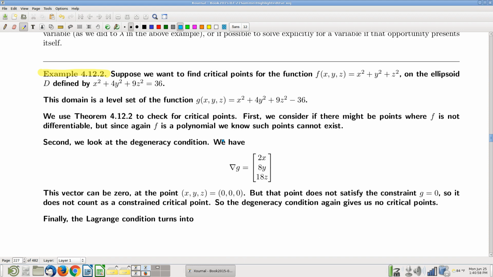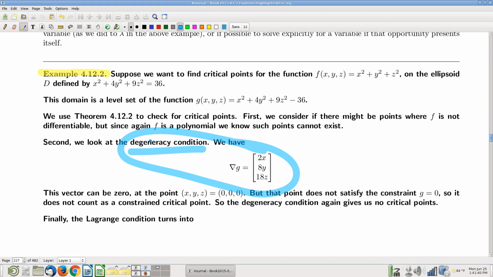Here's one more example. Same function, f. And I want to find critical points on this ellipsoid. Okay, so different domain. Right, now, the degeneracy condition works out pretty nicely. Here's the gradient of g. Could this ever possibly equal 0? And you can't just laugh off and say, oh, well, yeah, obviously 6 is never 0. No, algebraically, this really could be 0.